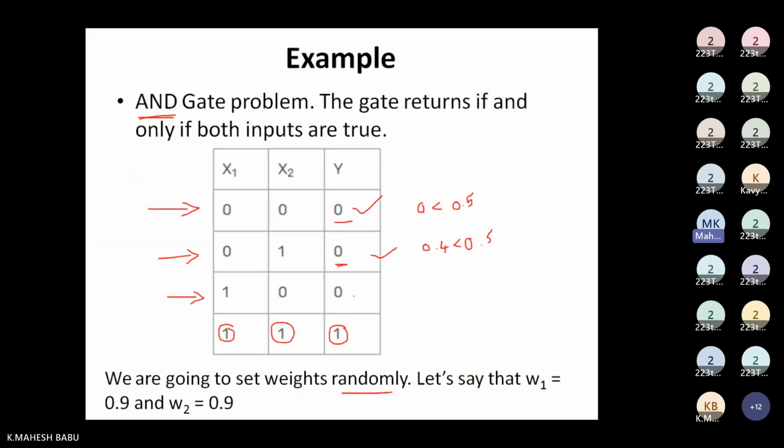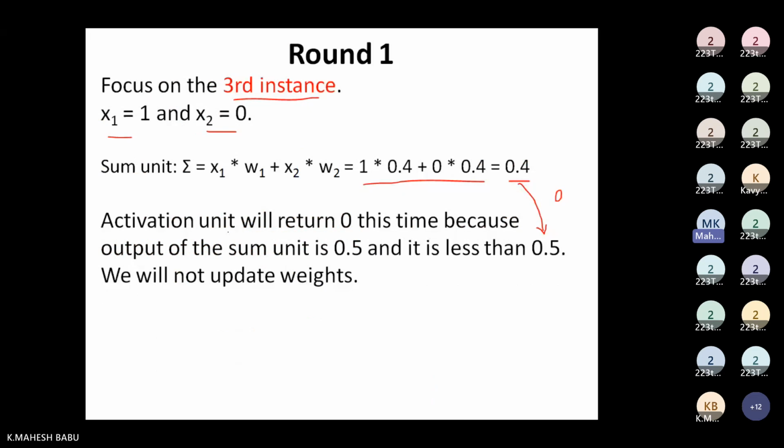The same value is going to give output 0. So whether x1 is 1 and x2 is 1, or x1 is 0 and x2 is 0, you are getting output 0 with 0.4 weights. So there is no correction, there is no updation in this case. The activation unit will return 0, because 0.4 is less than 0.5. So there is no update for this. The weights will go on continuously to the next instance.